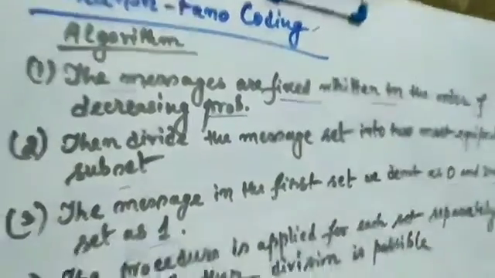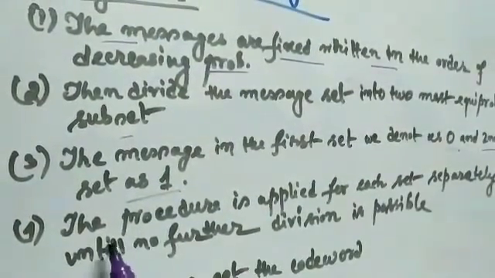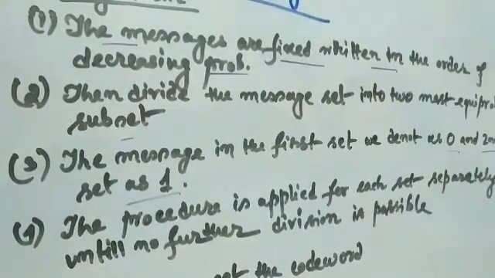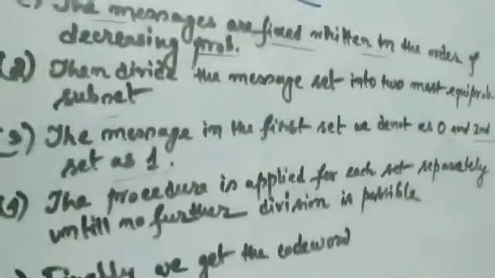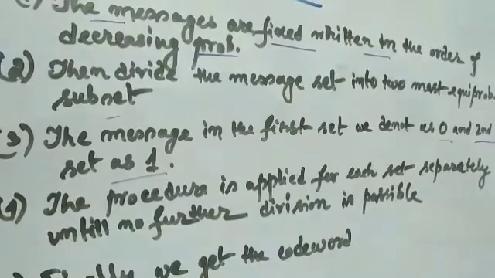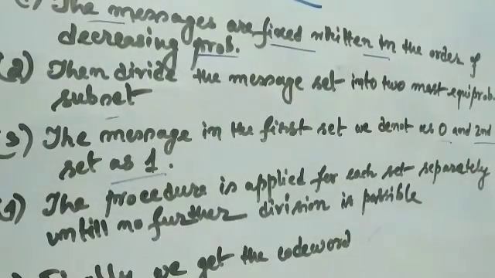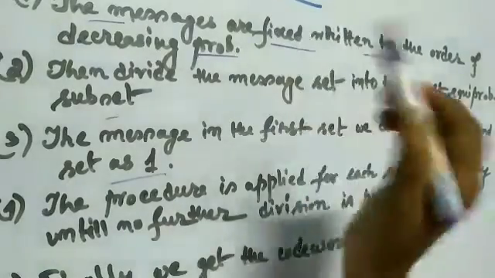Then the fourth step is that the procedure is applied to each set separately until no further division is possible. And the last step is that finally we get the code word. So these 5 steps will be considered when you want to convert a message symbol into the code word under the Shannon Fano coding system.